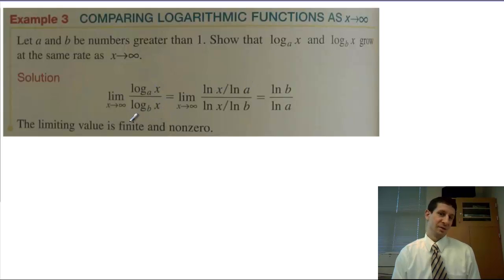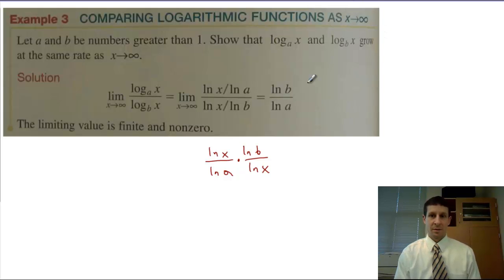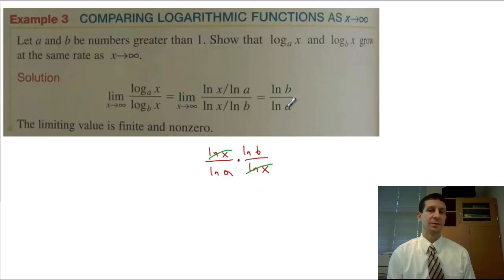They also just use the algebra rule of change of base, so you can do natural log of x over natural log of b. That's what they place here. And I'm going to write this out a little bit differently. They have natural log of x over natural log of a, and if you're dividing by this other fraction, that's the same as multiplying by the reciprocal. So it looks like this. And then you can see that the natural logs cancel out. That's where the natural log of b over natural log of a comes from.